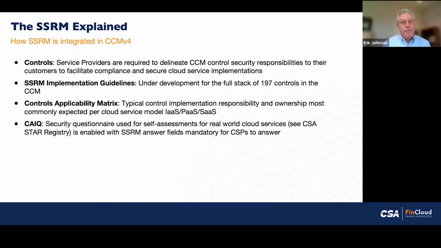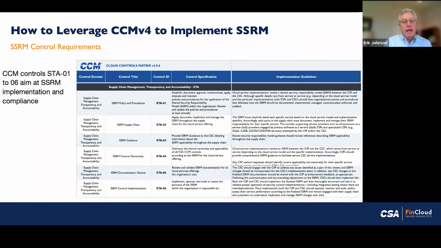All right, next slide. So this slide shows the particular controls, and specifically they're in the STA family, supply chain management, transparency, and accountability controls 1 through 6, because the shared security responsibility model does apply over the entire life cycle of a service. So rather than having one really large control, we broke it into 6 individual controls. It starts with some general organizational ones about how the organization should have a policy and procedures for implementing, executing, managing the SSRM across their supply chain.